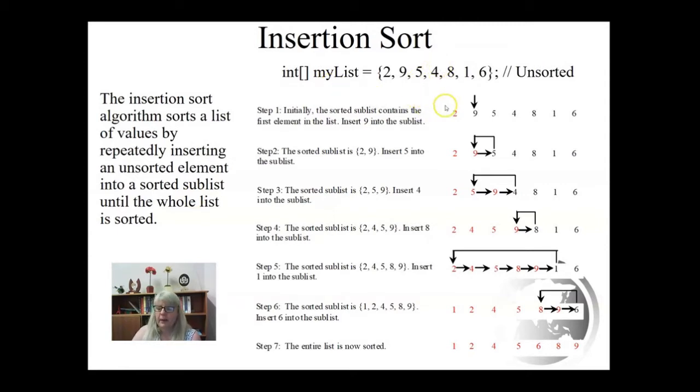This list will be given. You assume the first position is sorted. Now you add the first position, 9, to the list. It's in its right position. Now you try to add the 5, but the 9 should move. You add the 4, but the 9 and the 5 should move.